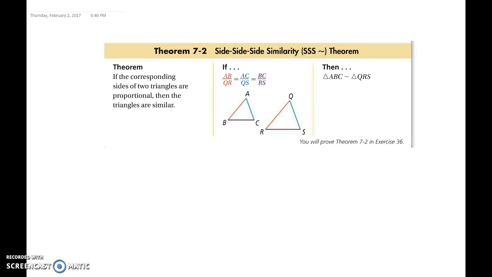But with similarity, remember, they don't have to be the same. Similarity, they don't have to be the same, they just have to be proportional. So all of our sides must be proportional. So all three of our sides are proportional. All right, so let's go ahead and do a problem.